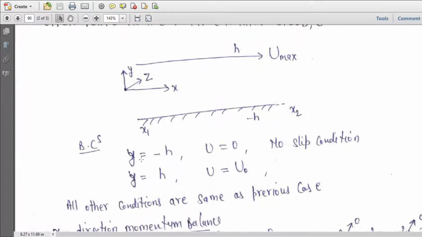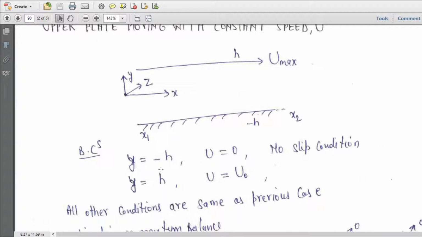The boundary condition for this case at y equal to minus h, the lower side, is u equal to 0, the no slip condition, because this plate is stationary. At y equal to h on the top plate, the velocity u equals u0, or u max. It is again the no slip boundary condition. And other conditions: we have steady state flow, incompressible fluid, Newtonian fluid also. So these are the constraints.